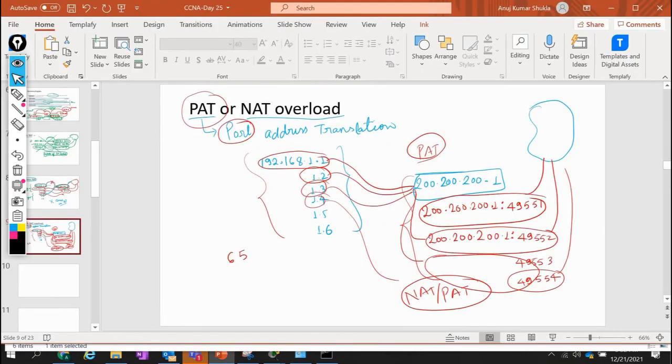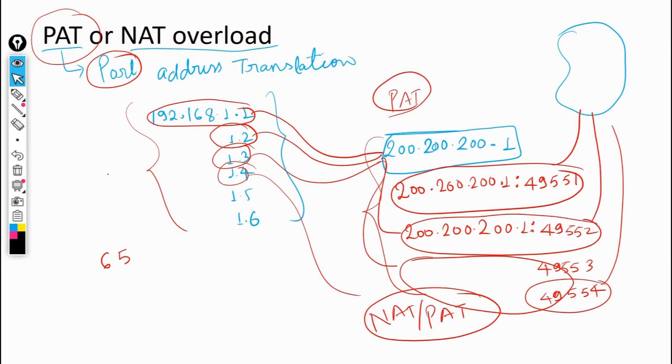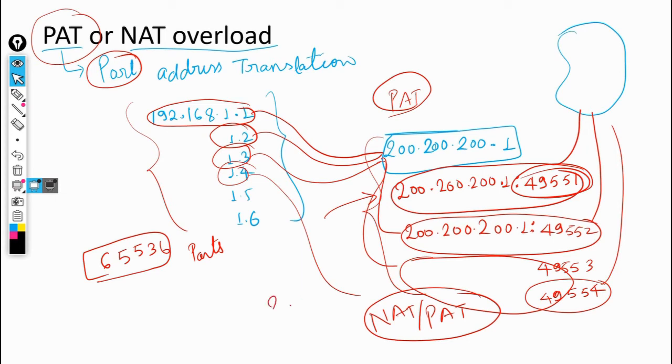So the problem I was telling you about is that we have only 65,536 ports. So obviously, a maximum of 65,536 computers can use one IP only, right? We can have a maximum of 65,000 ports. Only 65,000 users can have the internet using the same IP address. If you want more users than this, you have to use another IP address, like 200.200.200.2.